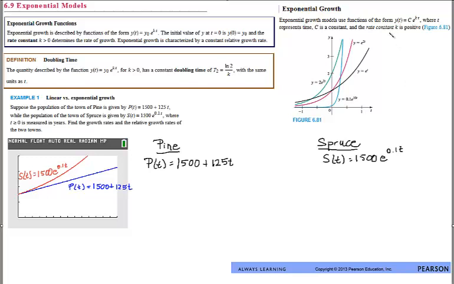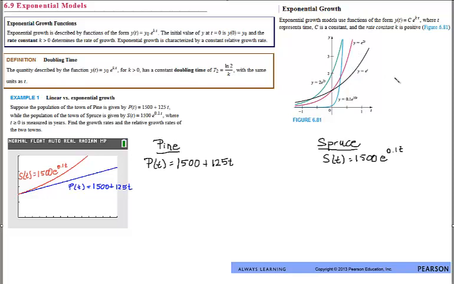Hello students. Today we're going to be looking at applications involving exponential functions. With this we'll be discussing exponential growth functions. So let's just look at these exponential growth functions. As they change with time, you can see they all have the same general shape.